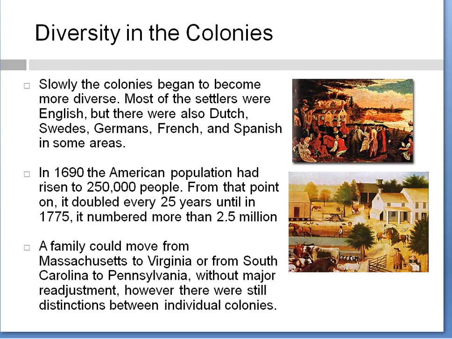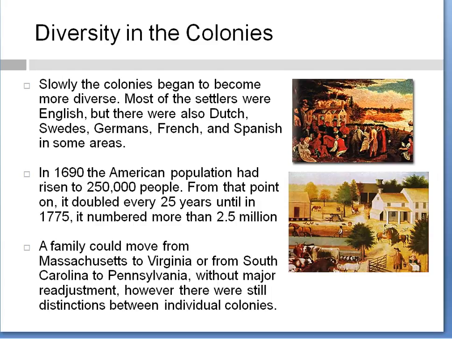Now, back to the colonies. Slowly, the colonies began to become more diverse. Most of the settlers were English, but there were also Dutch, Swedes, Germans, French, and Spanish in some areas. And in 1690, the American population had risen to about 250,000 people. From that point on, it doubled every 25 years until in 1775 it numbered more than 2.5 million people.